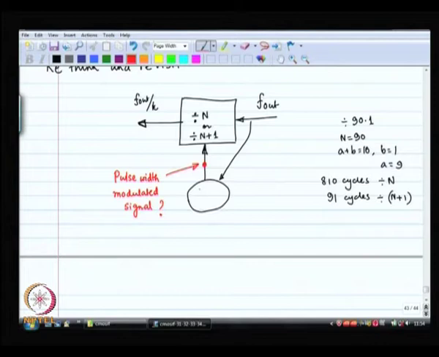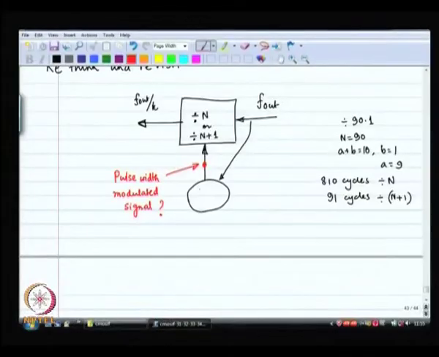So, that particular signal over there is 1 or 0. If it is 1, you divide by n plus 1, if it is 0, you divide by n. That is the idea as far as the divider is concerned. Now, that particular signal is some sort of a pulse width modulated signal. You are modulating the width of the pulse.